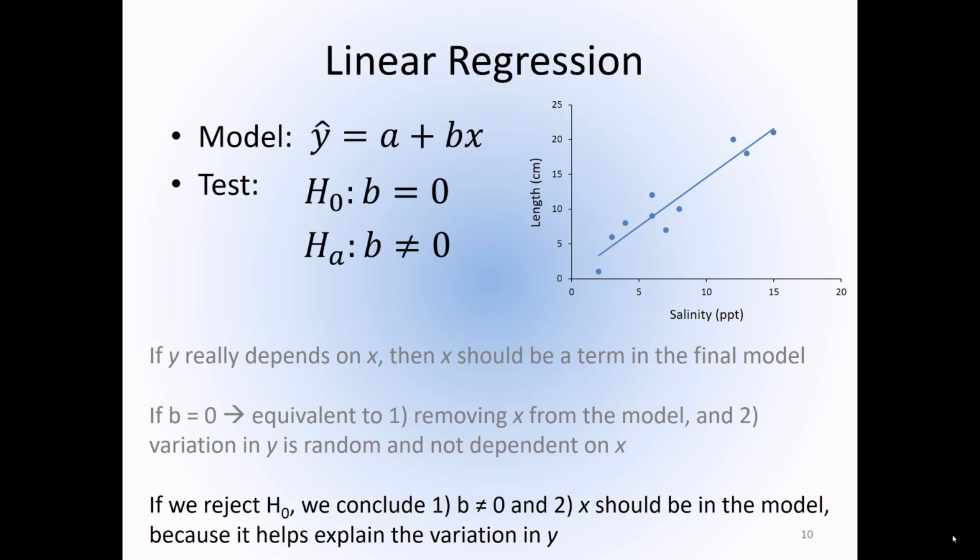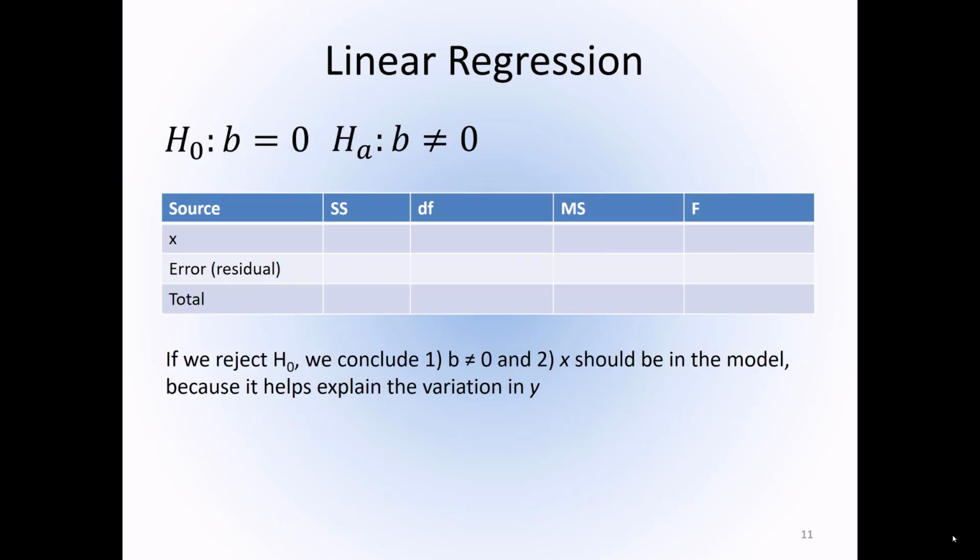So how do we go about doing this? Well, we're going to set up a table that's very similar to that of our ANOVA. So we have some different columns here that we're going to fill in. We're going to use these to calculate an F value, and that F value is going to be tested against a critical value, and then we're going to use that to determine if our model is significant or not.